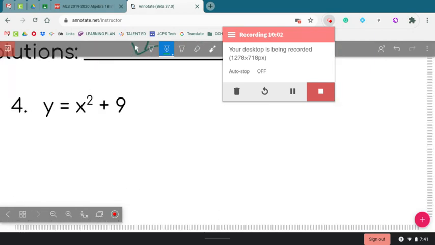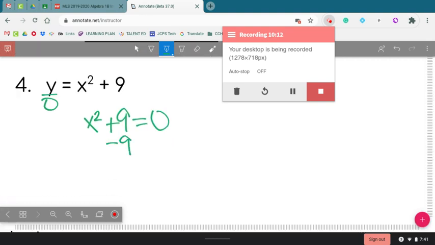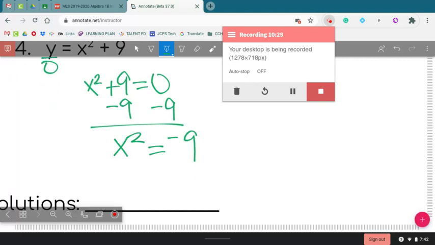Okay, this one you're going to have x squared plus 9. So you're going to replace y with 0. So I'm going to have x squared plus 9 equals 0. You're going to subtract 9 on both sides. So you're going to get x squared equals negative 9. Now, if you try to take the square root of a negative number in your calculator, you're going to get an error. This is because you cannot take the square root of a negative number.